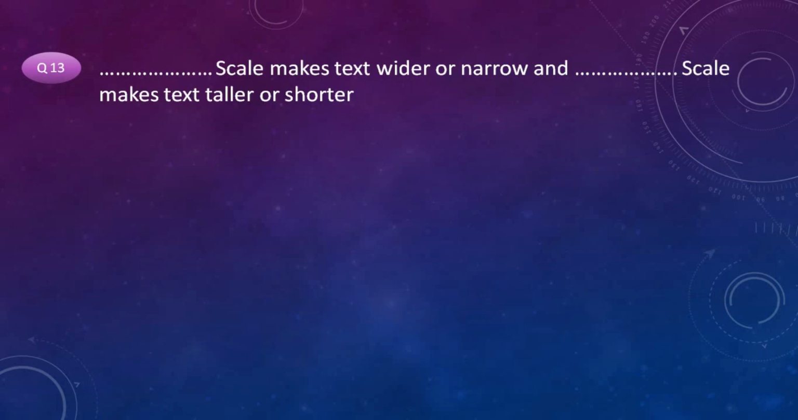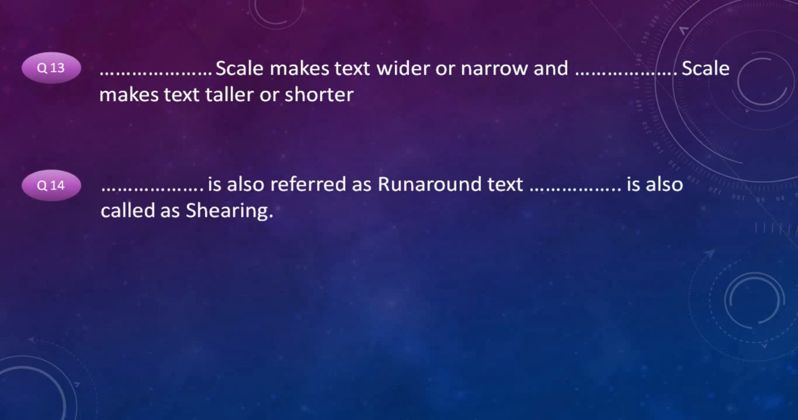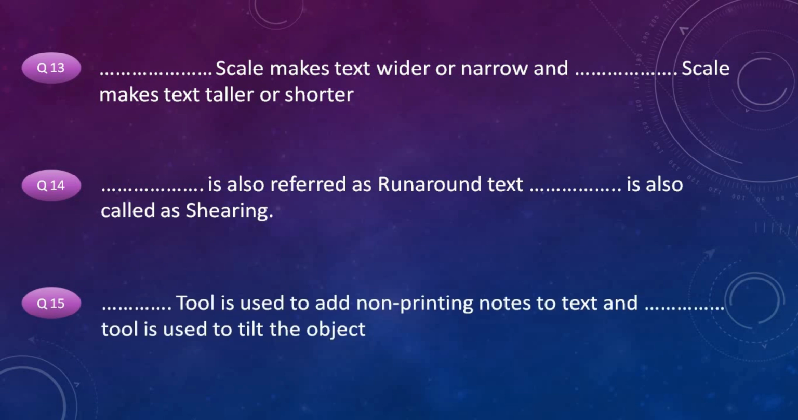Dash scale makes text wider or narrow, and dash scale makes text taller or shorter. Next one, dash is also referred as runaround text, and dash is also called as shearing. Dash tool is used to add non-printing notes to text, and dash tool is used to tilt the object.